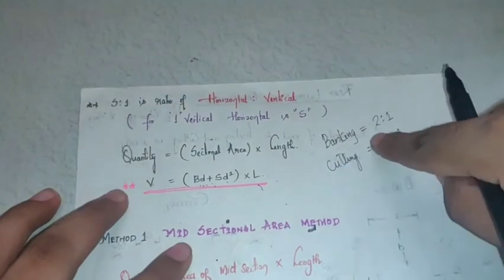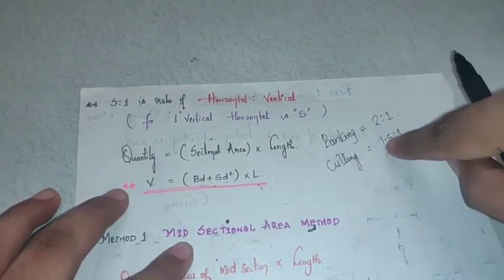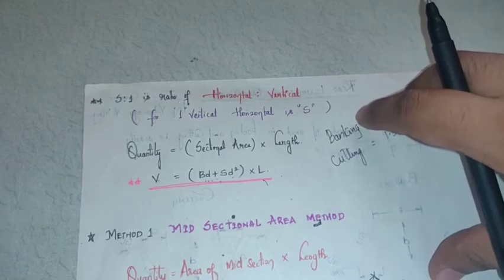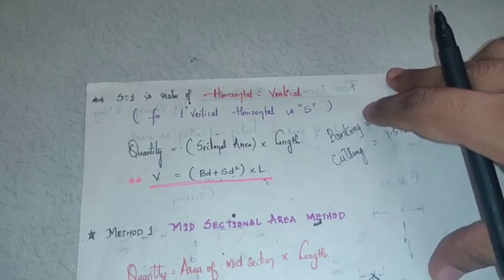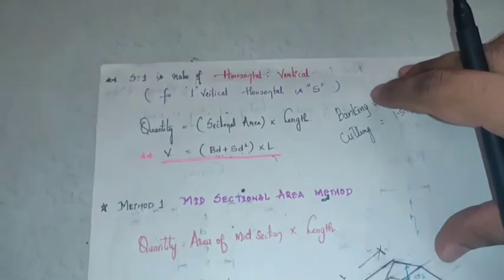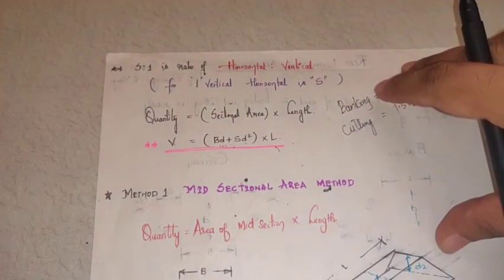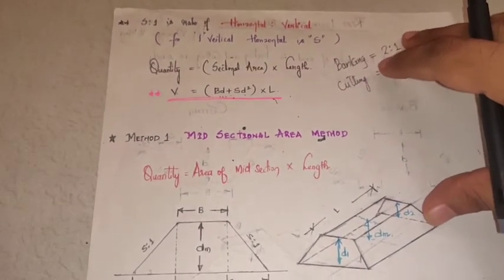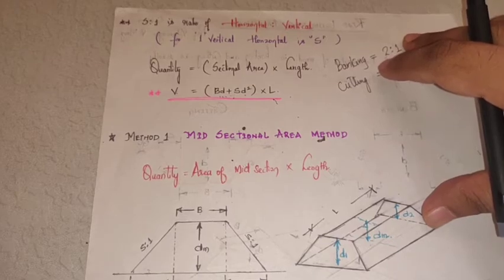So remember this, banking is 2:1 and cutting is 1.5:1. So this was about the general method for calculating the quantity of soil, how we follow, what are the shapes we assume and what are the mathematical relations. So based on that, we have 3 methods of estimating the earthwork calculation or earthwork quantity.